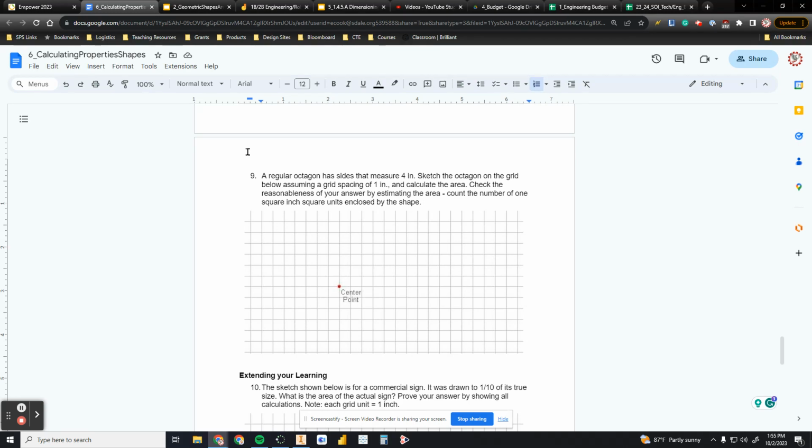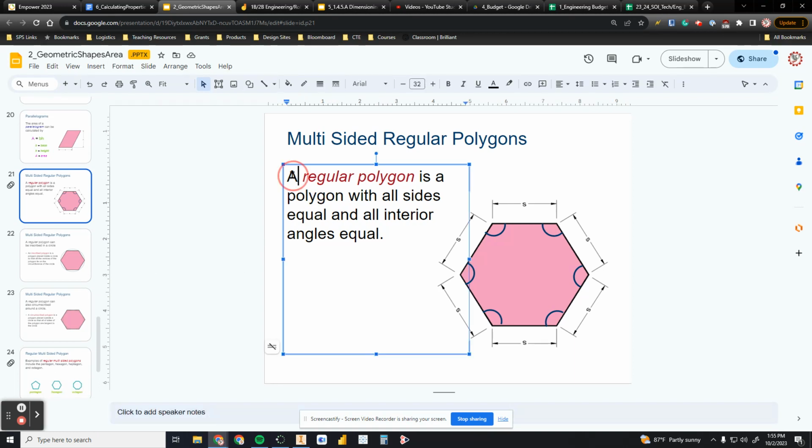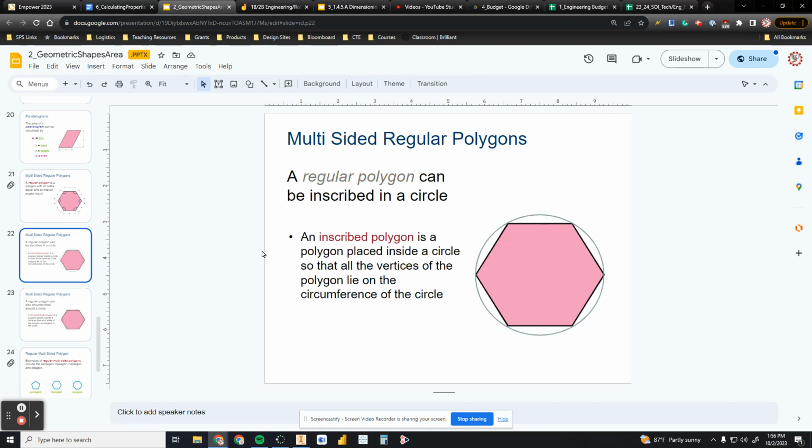and see how reasonable that answer is. Okay, a few things to note about the multi-sided polygon, specifically in our case, an octagon. A regular polygon is a polygon with all sides equal and all interior angles equal. So all my sides are going to be equal. In our case, the octagon has 4-inch sides, so each side of my octagon is going to be 4 inches.